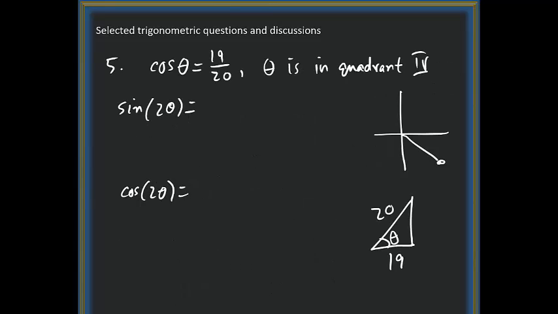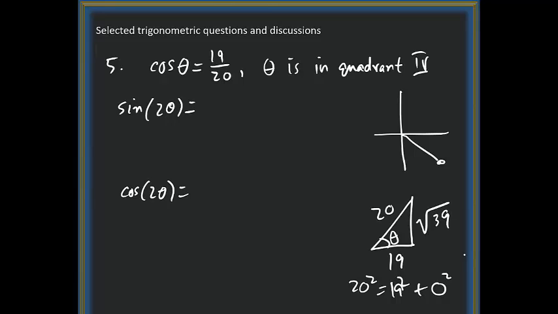In this problem, we are given cosine theta is 19 over 20. Theta is in quadrant 4. So we need to find sine 2 theta and cosine 2 theta. Since it is in quadrant 4, cosine theta is positive, which is 19 over 20. So we can make a right triangle like this. The adjacent is 19 and the hypotenuse is 20. So if you use the Pythagorean theorem, you will see that this one will come out like square root of 39. You can easily see it is like 20 squared equals 19 squared plus opposite squared. And then simplify for the opposite, which will be square root of 39.